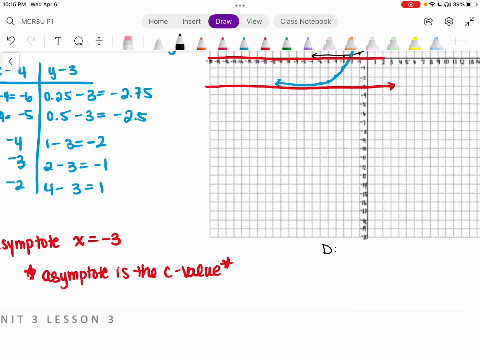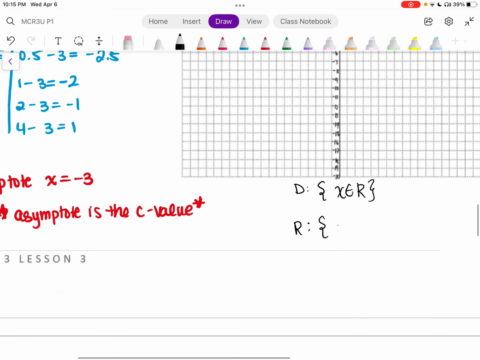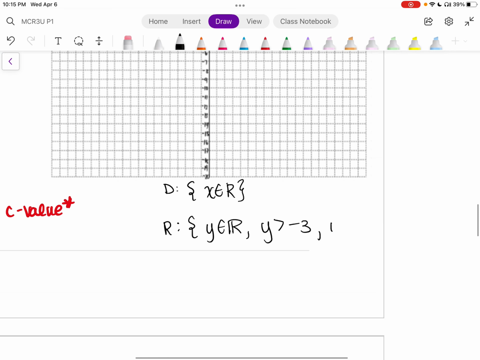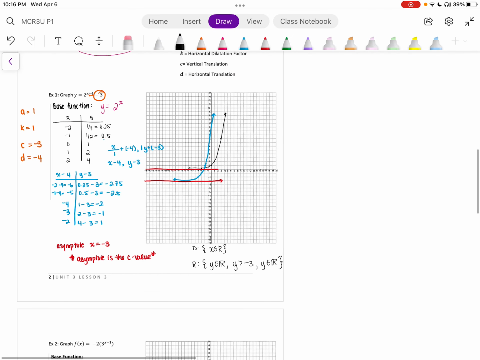My domain here, x doesn't really have any restrictions on it, so x is an element of all real numbers, right? The range does, however, have a restriction on it. The range has to be greater than negative 3, right? Because that's our asymptote and it's always growing in the other direction. So y is an element of all real numbers such that y is greater than negative 3. Not greater than or equal to, because it never actually touches negative 3, so it's always greater than negative 3 because we have that as an asymptote. Okay? And that is going to be our first function.